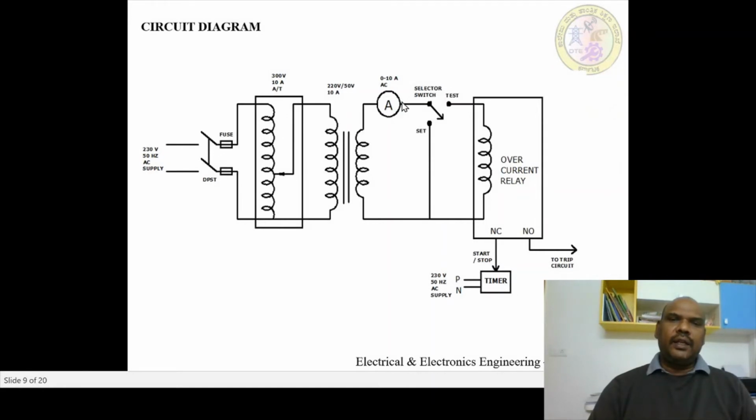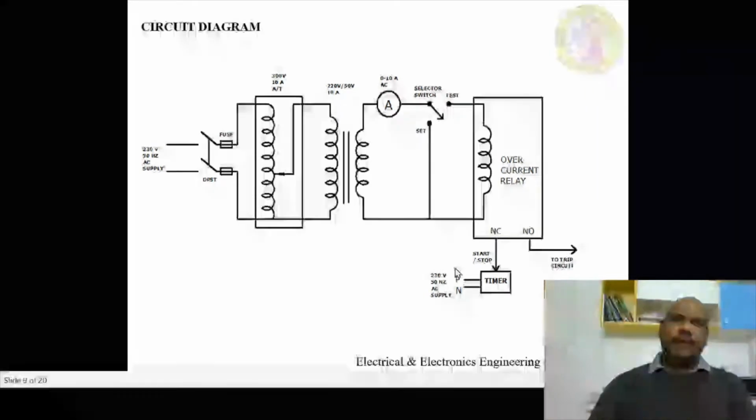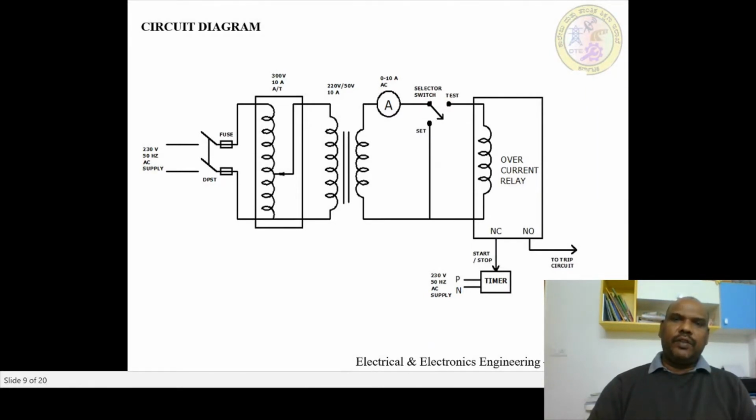After setting the current here, we have to change over the selector switch to test position. When you change over, the fault current will flow through this overcurrent relay, and once the relay senses it, it will operate and the NO contact becomes NC, and that will actuate the trip circuit. And the time taken by the relay to operate can be noted down in this timer. So we will see now the apparatus required for this one.